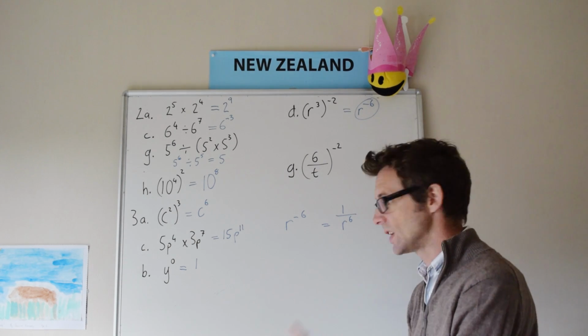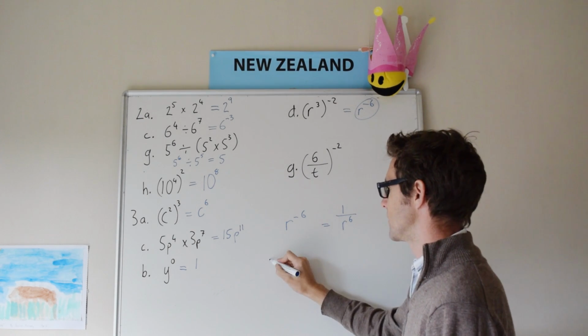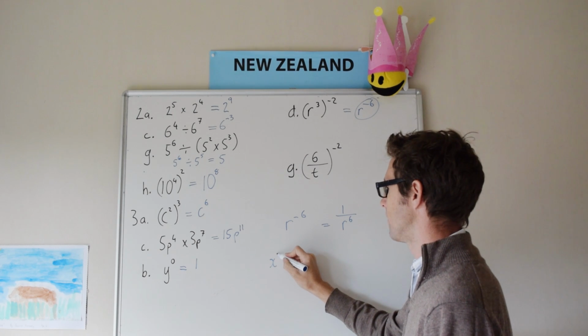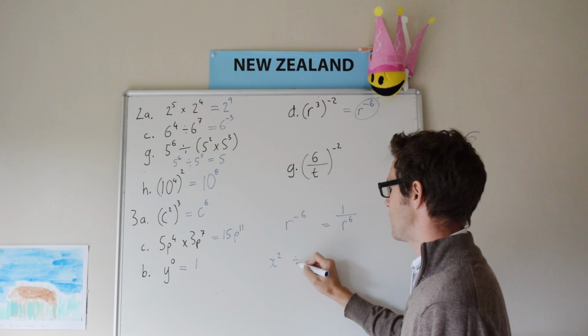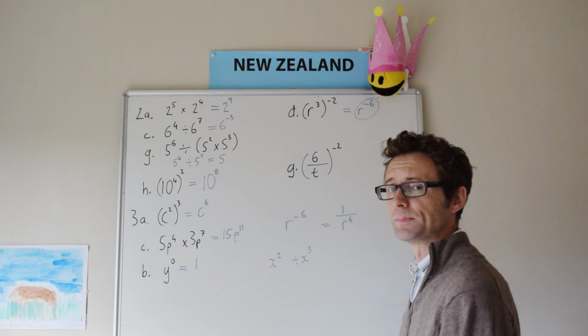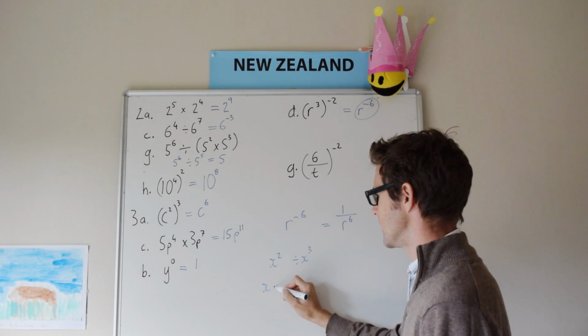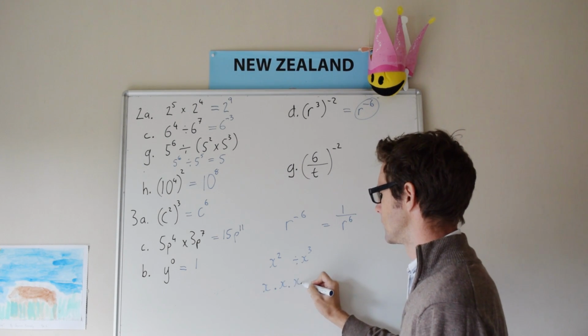And again, we can use our simple ideas to help us with this. Let's say x to the power of 2 divided by x to the power of 3. This looks like this when we draw it as a fraction.